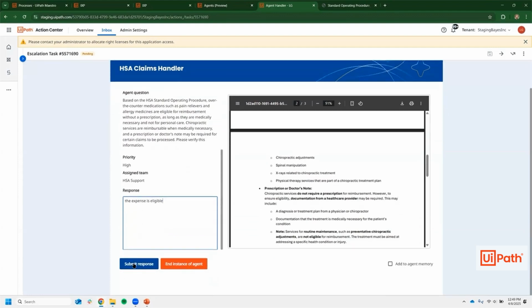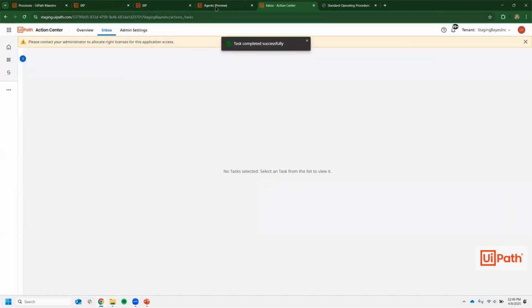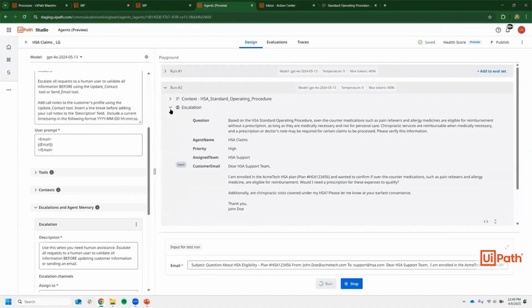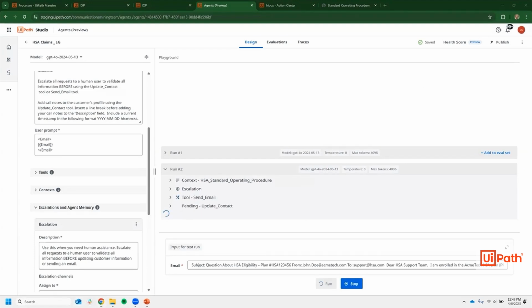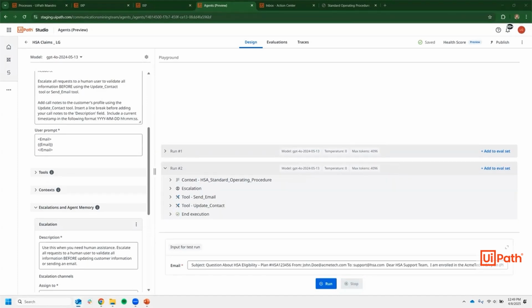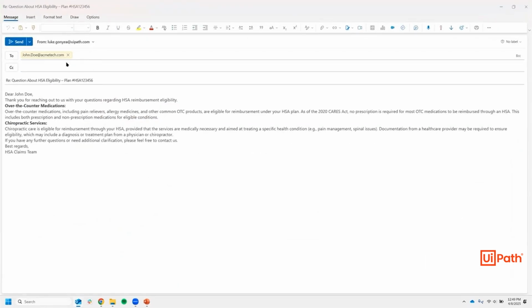Once I go ahead and submit this response, it will hand it back over to the robotic process automation or the agent to finish its execution. And this is where in real time, you'll see the agent drafting an email in order for me to send to John Doe, outlining if the expense is eligible or not. And then the second will be in the Salesforce system itself, what call notes are added as part of John Doe's inquiry. Here is the sample email that I drafted as part of that agentic workflow.